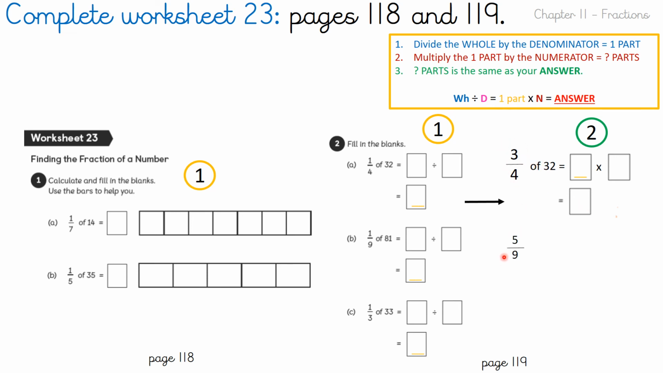In B, I would like you to find 5/9 of 81. You can write it in the boxes, you can write it like this, it doesn't really matter. And for C, we would like you to do 2/3 of 33.